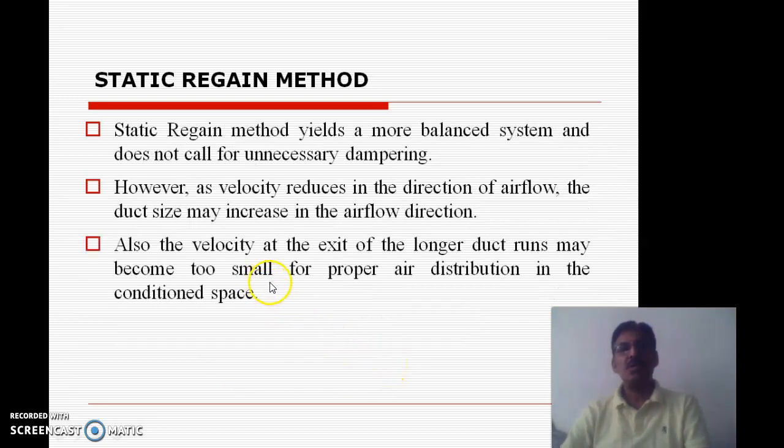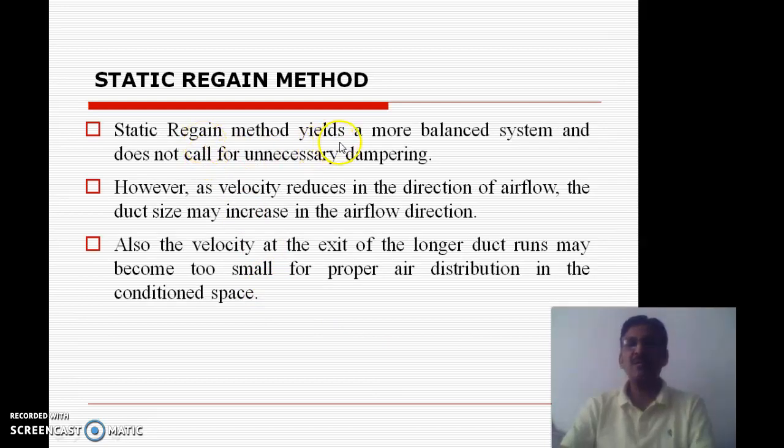So here the static regain method yields a more balanced system and does not call for unnecessary damping. So here you can see that this damping is not required in the static regain method, while for balancing purposes in velocity reduction method and equal friction method we require the controlling of the damper.